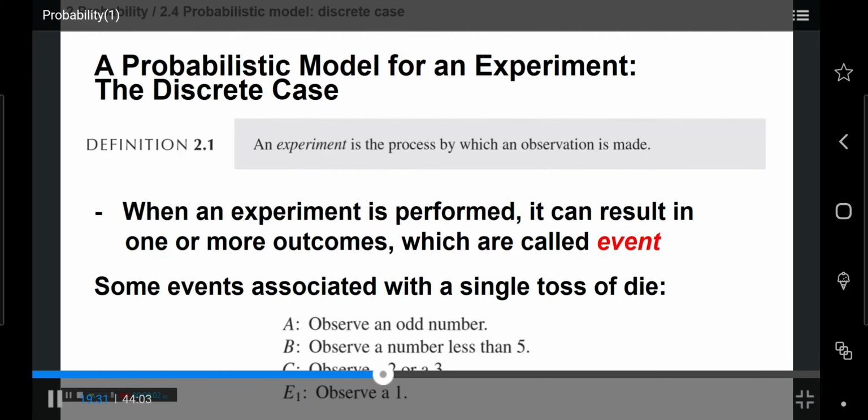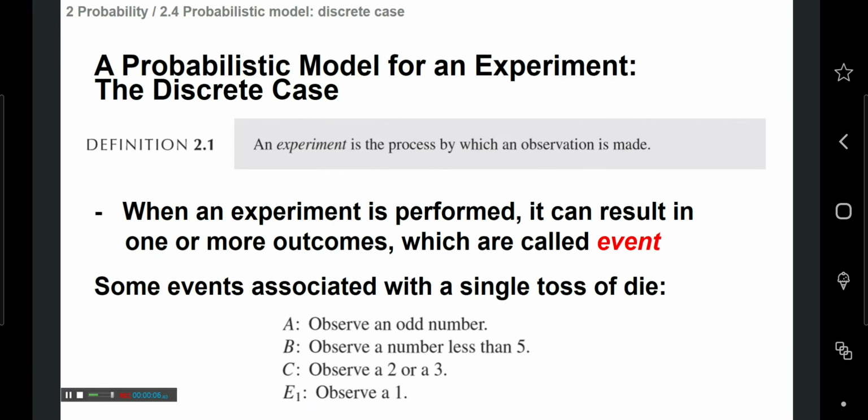Okay, so far we have learned about sets, and now it's time to propose probabilities, time to assign probabilities on sets, on events. In section 2.4, we're going to learn a probabilistic model for an experiment for the discrete case. And let's look at definition 2.1.